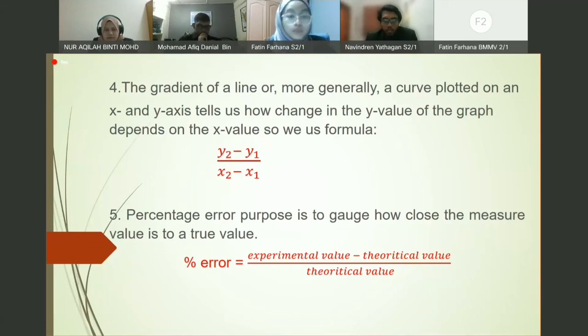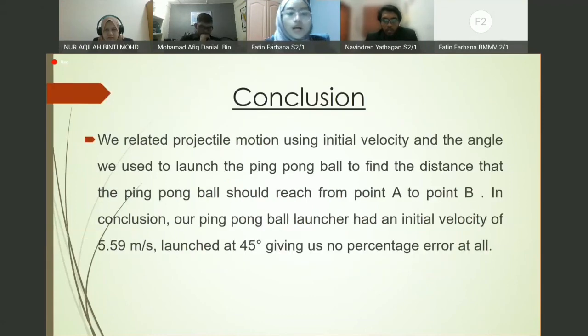Okay, next we move to the conclusion, the last part in this slide. We relate projectile motion using initial velocity and the angle we use to launch the ping-pong ball to find the distance that the ping-pong ball should reach from point A to point B. In conclusion, our ping-pong ball launcher had an initial velocity of 5.59 meter per second launched at 45 degrees, giving us no percentage error at all.